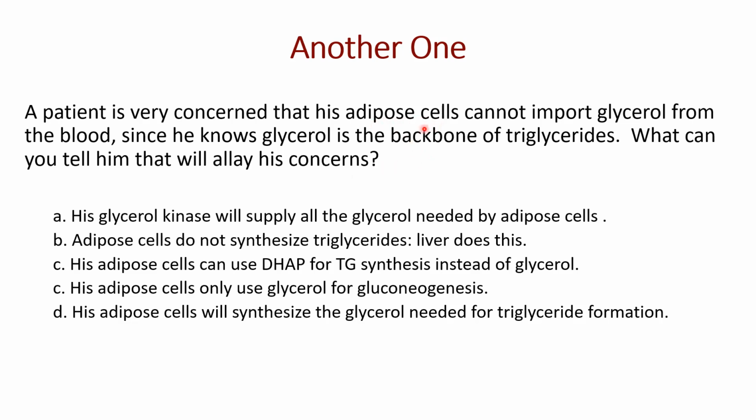Adipose tissue is going to use DHAP, which is produced by glycolysis during the insulin signal, or it's produced by gluconeogenesis under the glucagon signal, and that is going to be the backbone for making triglycerides. So you're looking for an answer that has something to do with DHAP being used for triglyceride synthesis. And very quickly my eye jumps to answer number C, because his adipose cells can use DHAP as a starting material for the synthesis of triglycerides here.